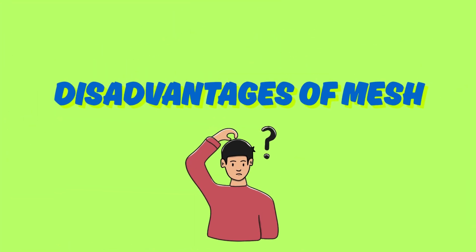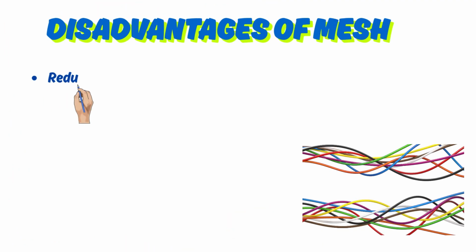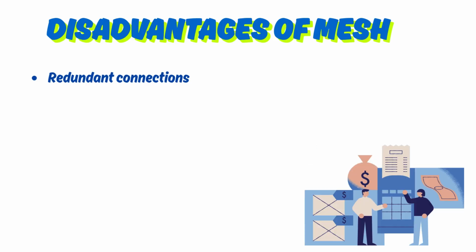In this section, we are about to discuss the different disadvantages of mesh topology. The first disadvantage of mesh topology is the redundant connections. The high number of links or connections is also a major concern. It becomes very hard for the network engineer or administrator to handle the mesh type of network.